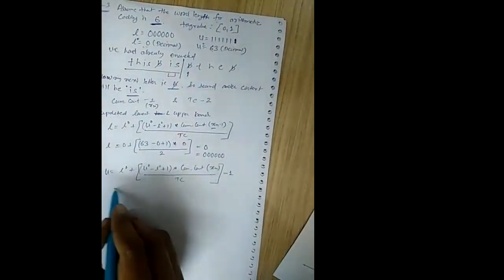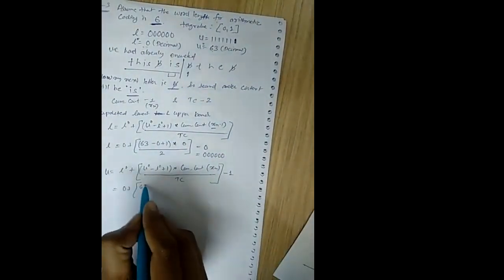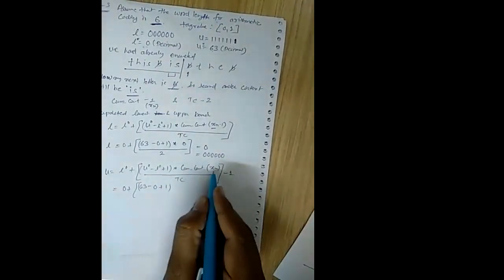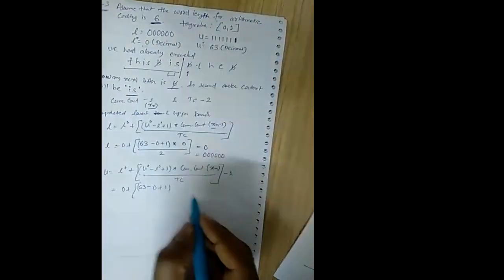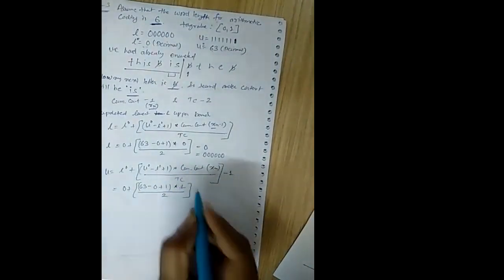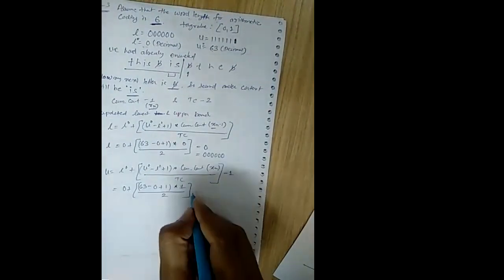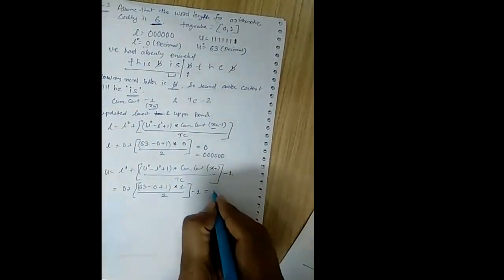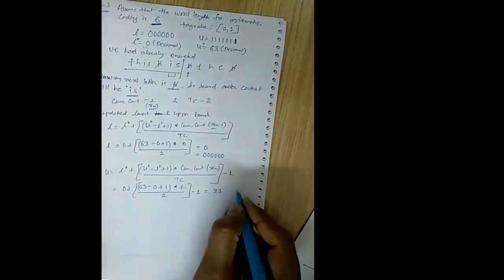Going for the upper bound, my U will become L plus (U0 minus L0 plus 1) multiply cumulative count, only x_n is there, upon TC, minus 1. Okay, so just substituting the value, it will give you 63 minus 0 plus 1. Okay, the value of x_n I already figured out, that is cumulative count, that will become 1 upon 2, minus 1, sorry. So 63 plus 1 is 64 divided by 2. So yes, it will give you 32 minus 1, 31.